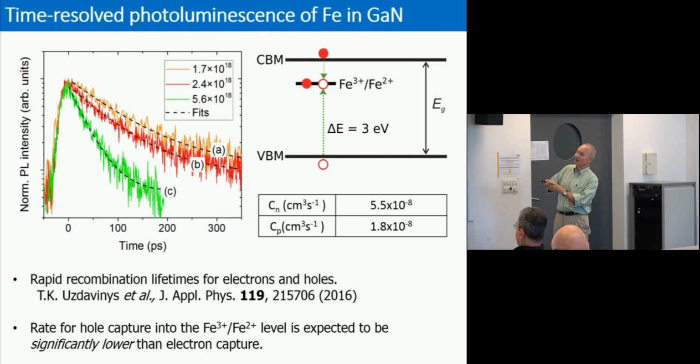Okay, this is a high number for an electron capture rate. But the capture rates for holes were equally high. So the rule of thumb doesn't work. The rule of thumb would say that this number for holes, Cp, should be orders of magnitude smaller than the capture rate for electrons. And it's not. So what's going on here? Is the experiment wrong? But if the experiment is right, how can we explain this?